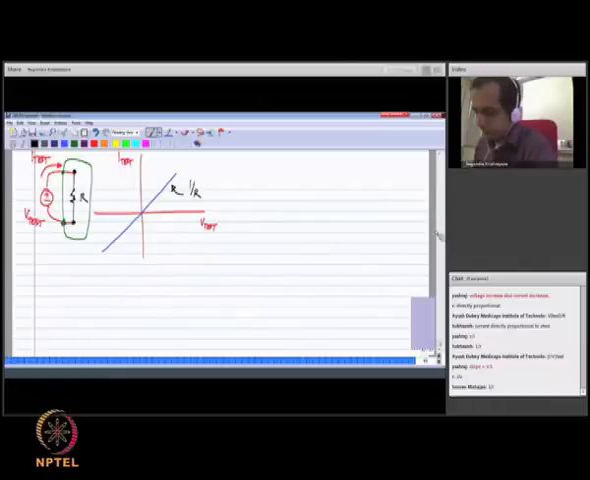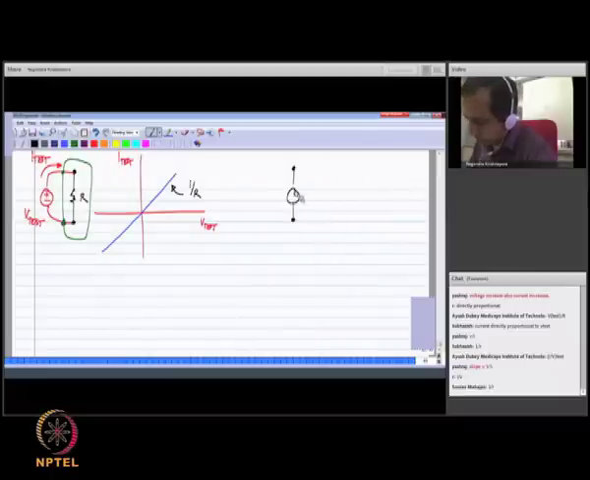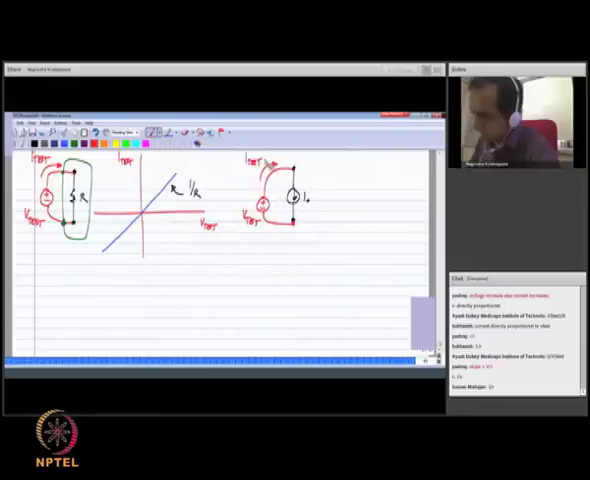Okay. Now similarly, let me say I have a voltage source. That is my element. I don't know that yet. Now let me say it's a current source. What I'll do is, again, it's a black box. So I'll apply a test voltage and measure this current I test.